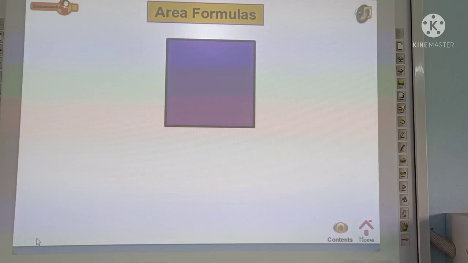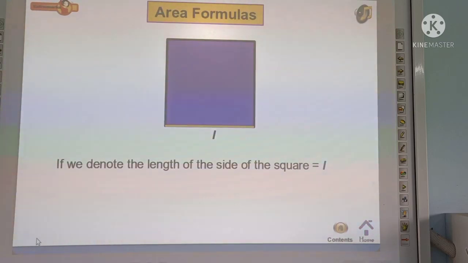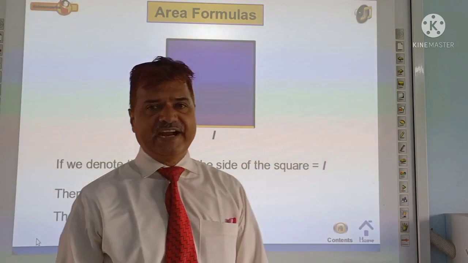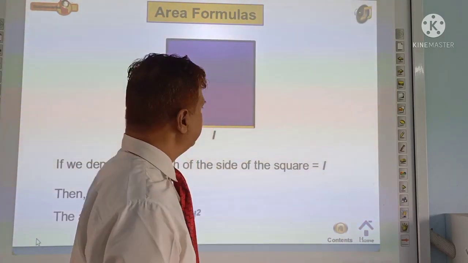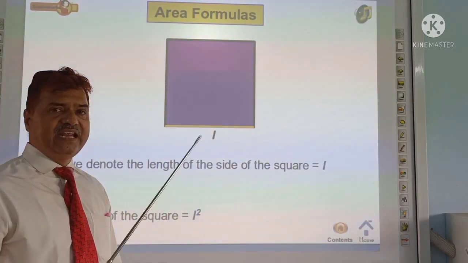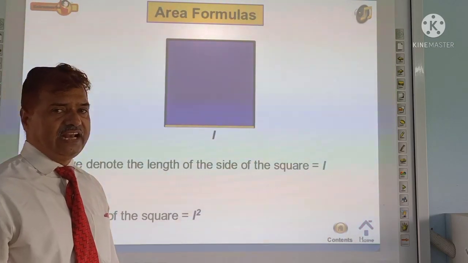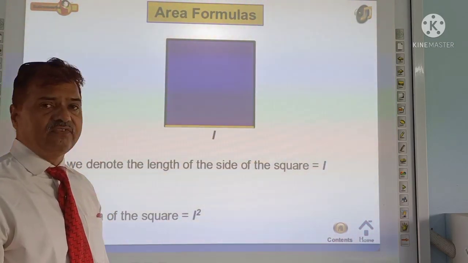We will now use the algebraic expressions in area formulae. If we denote the length of the side of the square as L, then the area of the square is given by L squared. Area of a square is equal to side into side, but here the side is L. So L into L, that is L square. L square is the area of this square.